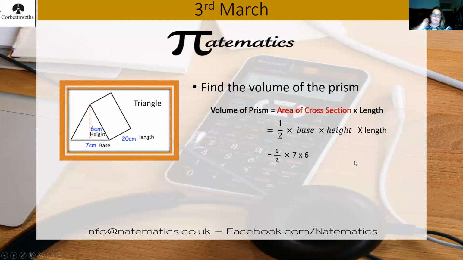So literally all we need to do is state our formula, and then work out what these values are. So we've got a half times 7 times 6, which is 21, and then multiply that by the length, which is 20. Always a good idea with questions like this to double check that the units are all the same. If not, you might have to convert them. But for here, the answer is 420 centimeters cubed, because it's a 3D shape, it's a volume, so it's cubic centimeters.